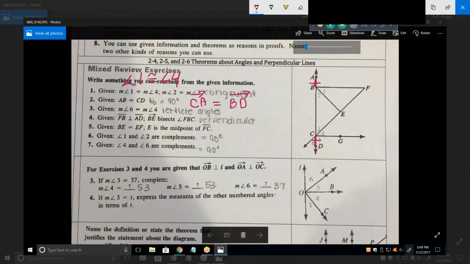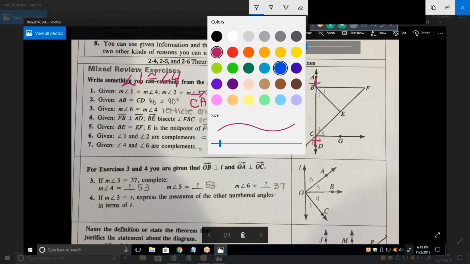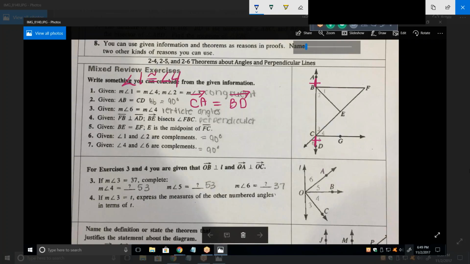In other words, if we look at the ray, if I draw them in different colors here, I'll draw them in really different colors. If we look at CA, that ray is that ray right there. And if we look at BD, it would be that one beginning right there.